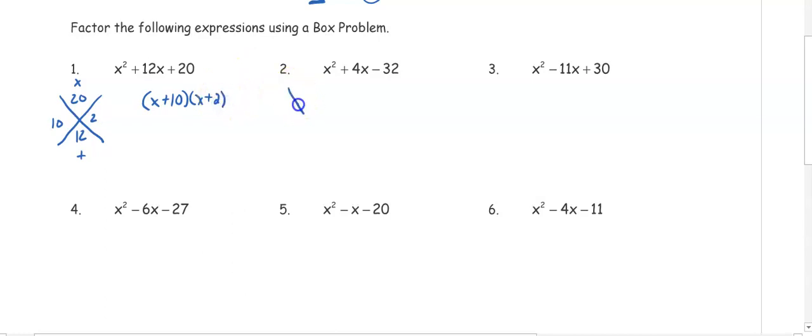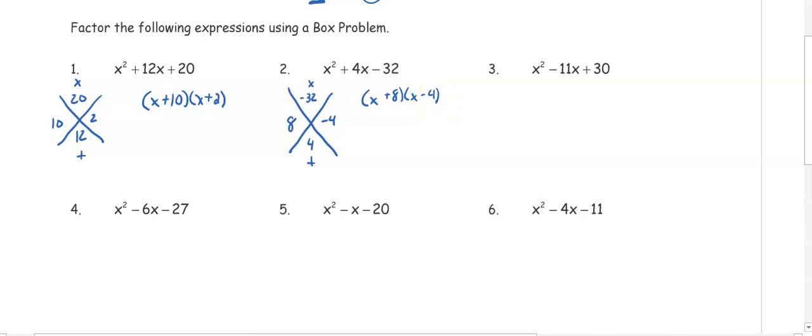In number 2, we have what multiplies to negative 32 and adds to positive 4. So if we're multiplying to a negative number, we need one of each sign. So two numbers that multiply to 32 are 8 and 4. We have to figure out, though, how do I get those to add to positive 4 if one of them is supposed to be negative? So if you're adding to a positive number, then your bigger number needs to be positive. So 8 is going to be positive, 4 is going to be negative, x plus 8, and x minus 4.